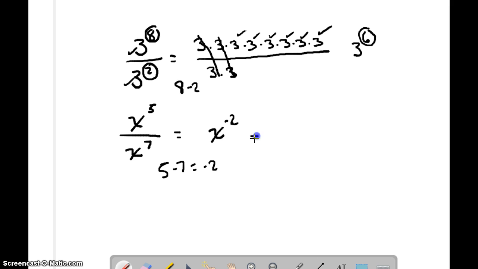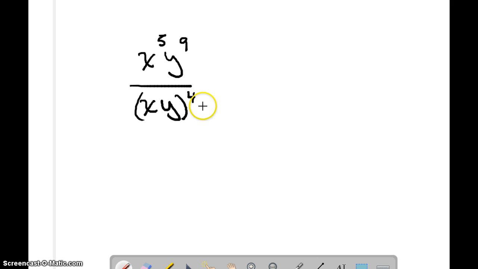And we can leave it like that, or we can write it with a positive exponent, depending upon how the answer calls for it. Okay, let's keep going. All right, here it looks like we don't have any common factors until we take a little bit closer look. The first thing we're going to have to do here is clean this up. So let's rewrite this, x to the 5th, y to the 9th.